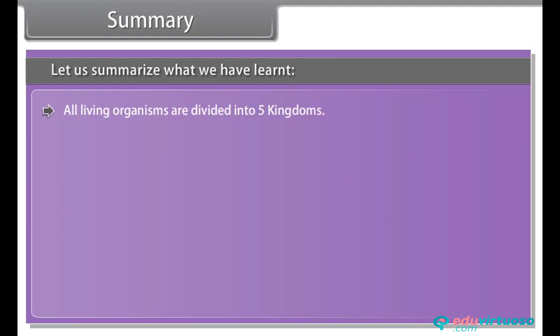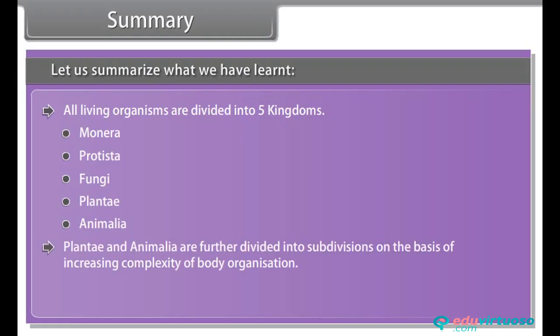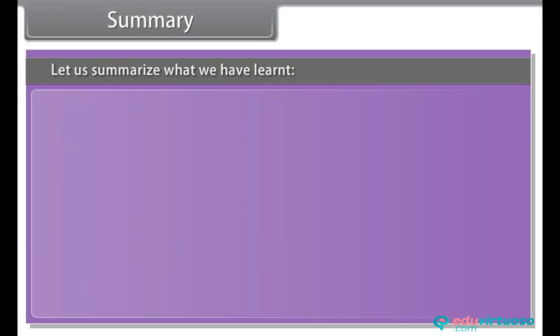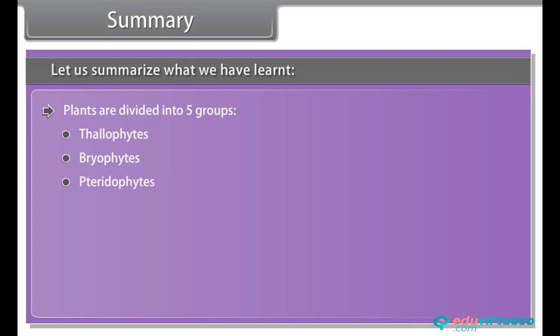All living organisms are divided into 5 kingdoms: Monera, Protista, Fungi, Plantae, and Animalia. Plantae and Animalia are further divided into subdivisions on the basis of increasing complexity of body organization. Plants are divided into 5 groups: Thallophytes, Bryophytes, Pteridophytes, Gymnosperms, Angiosperms.